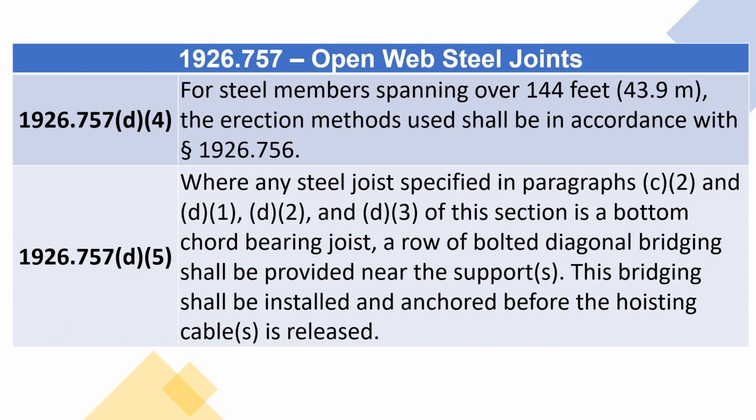1926.757 D.5. Where any steel joist specified in paragraphs C.2 and D.1, D.2, and D.3 of this section is a bottom chord bearing joist, a row of bolted diagonal bridging shall be provided near the supports. This bridging shall be installed and anchored before the hoisting cables are released.